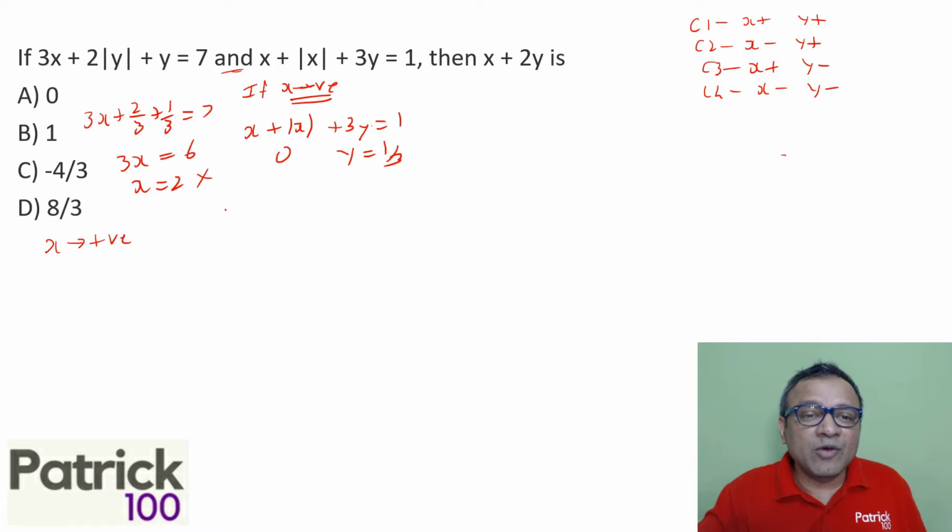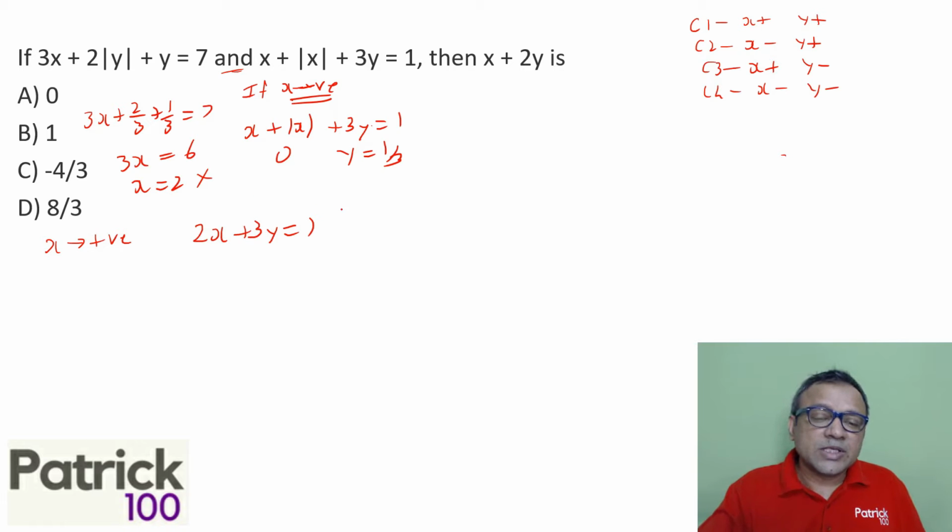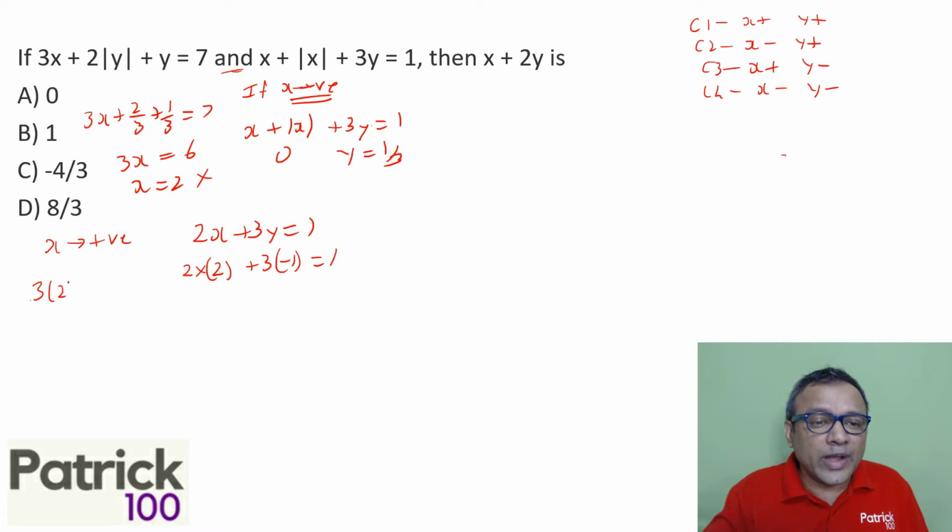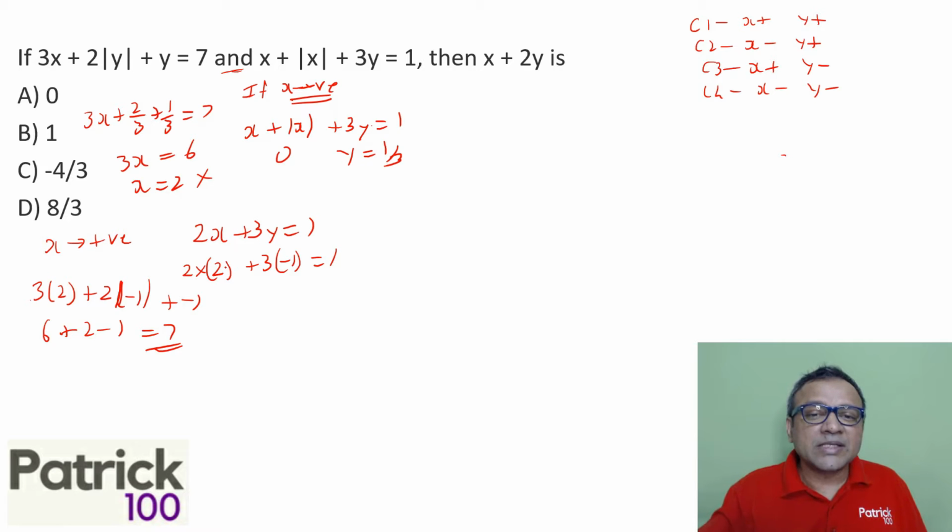If x has to be positive, again we go to the first equation, it becomes 2x plus 3y equal to 1. If it is 2x plus 3y equal to 1 and x is positive, how do I get 1? Just put some simple values. If I take x as 2, and y as minus 1, I'll get 1. Substitute in the first equation: 3 into 2, since x is positive, plus 2 into minus 1, plus minus 1. This becomes 6, this becomes 2, and this becomes minus 1. Becomes 7. Satisfies. Since it satisfies, our values are true. That means x is 2, y is minus 1, and overall you'll get 0, which is option A, right?